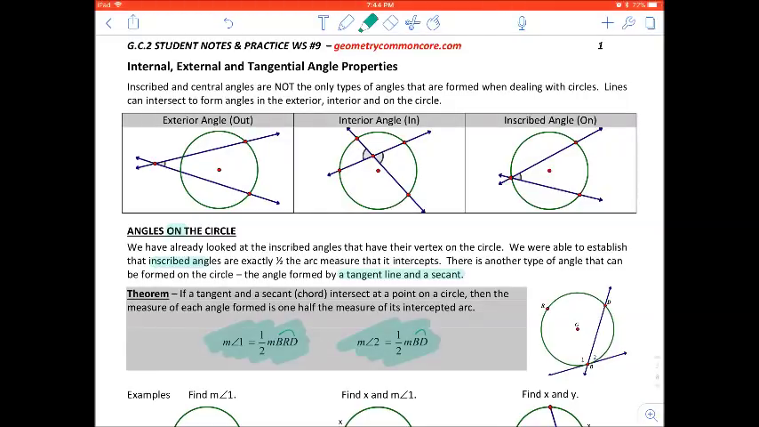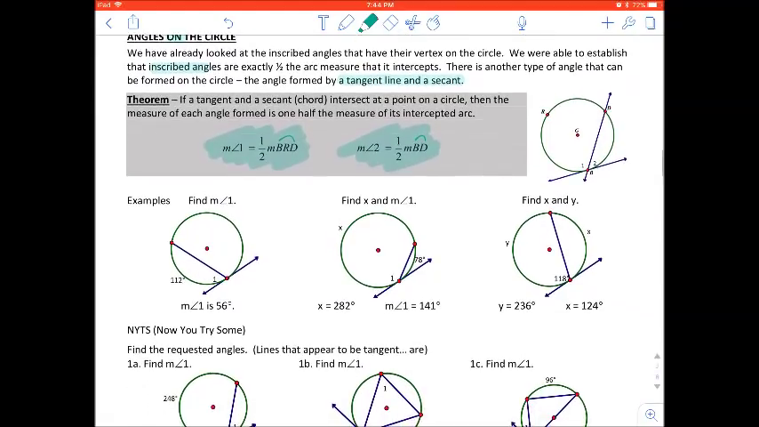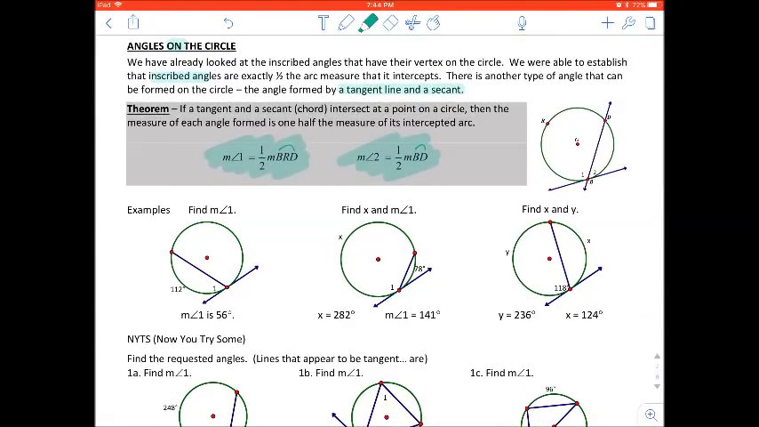Welcome to the G.C.2.9 notes. We are going to look at the relationships between angles and the arcs in a circle, and we're going to look at angles specifically whose vertices are outside of the circle, as you can see in the first diagram, inside of the circle, as you can see in the second diagram, or on the circle, as we've already seen with inscribed angles. But if you look a little further down, that's not the only type of angle that forms a relationship where the vertex is on the circle.